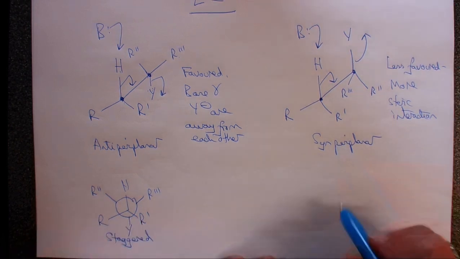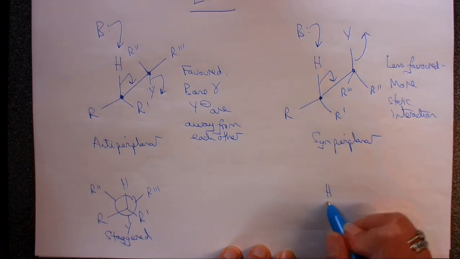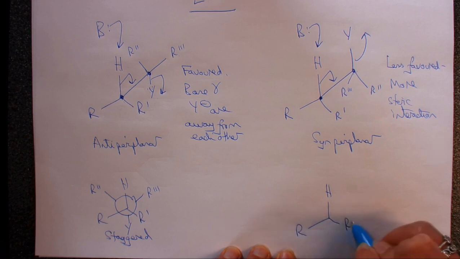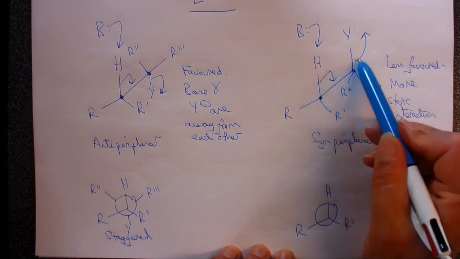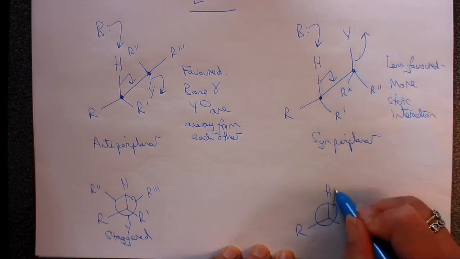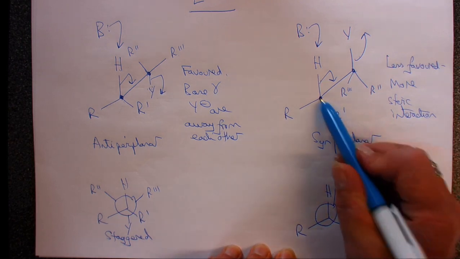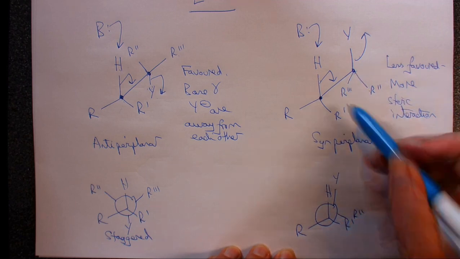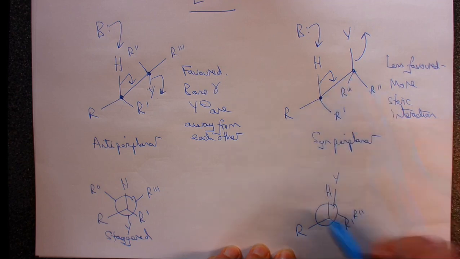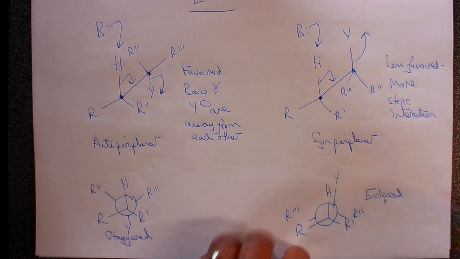In contrast, if we do the same thing here, so we look along this bond here, at the front we've still got our hydrogen, we've got our R, we've got our R1. If we were to look along that bond, this hydrogen is directly in front of that Y. So our Y, even as we draw it, we see it becomes a bit awkward. They're trying to occupy the same area of space. Our R1 and our R2 are trying to occupy the same area of space. When we look along this, our R and our R3 are trying to occupy the same area of space. And we call this eclipsed because they are eclipsing, they're directly in front of each other.